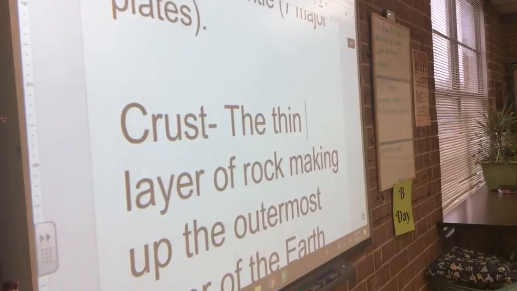Now the crust is made up of dozens and dozens of tectonic plates. There are 7 major ones, but there are a whole bunch of tinier ones too. Tectonic plates, the major ones, are usually named after what continent is on them. So, what continent do you think the North American plate is sitting on? Or what is sitting on the North American plate? What continent? North America. What continent do you think is sitting on the African plate? Africa.